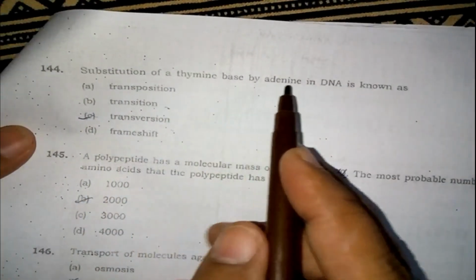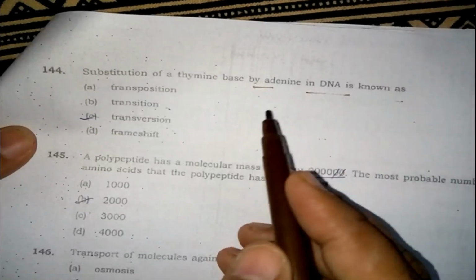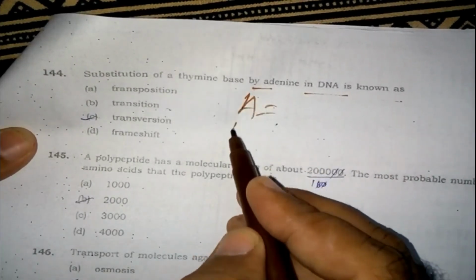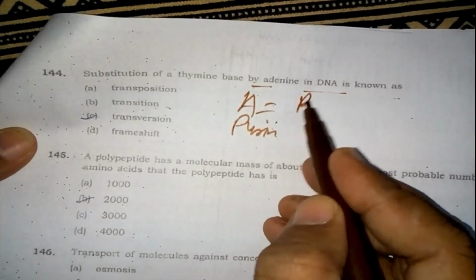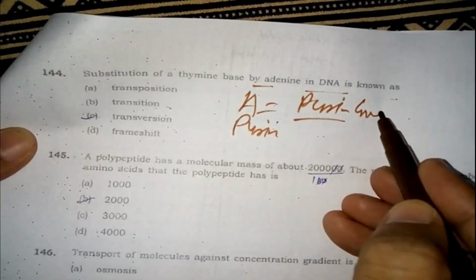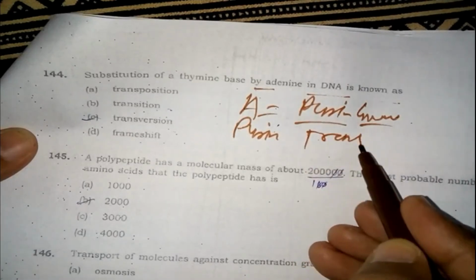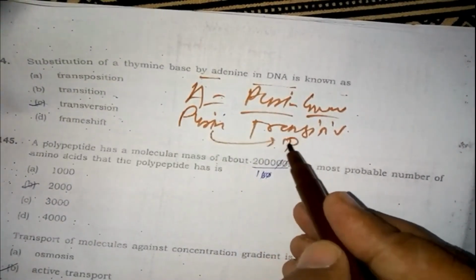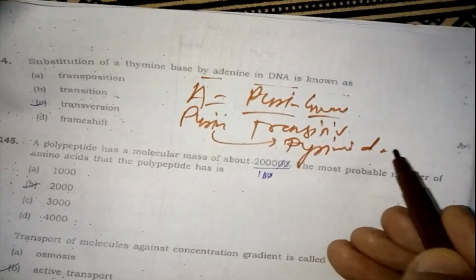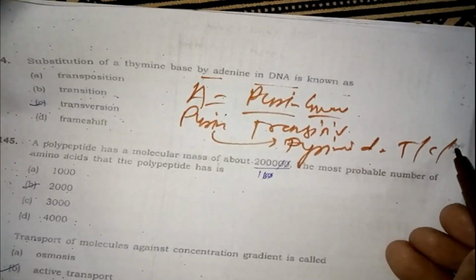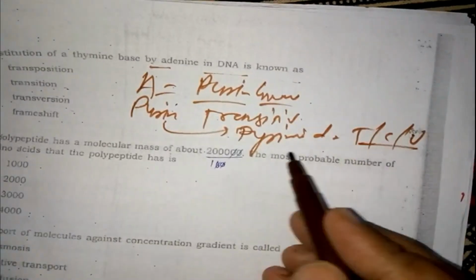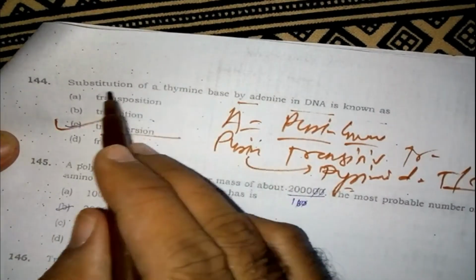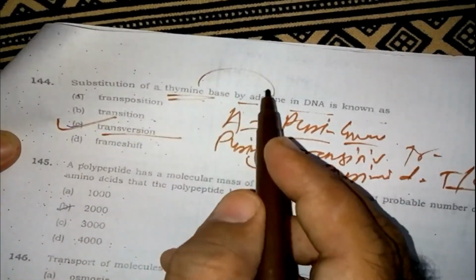Substitution of a thymine base by adenine in DNA is known as... So if adenine, which is a purine, is replaced by another purine, like guanine, it is called transition. And if it is replaced by a pyrimidine, which is T or C or U, then it is known as transversion. So the answer will be transversion, because here thymine is replaced by adenine.